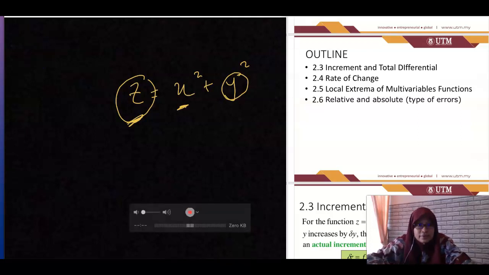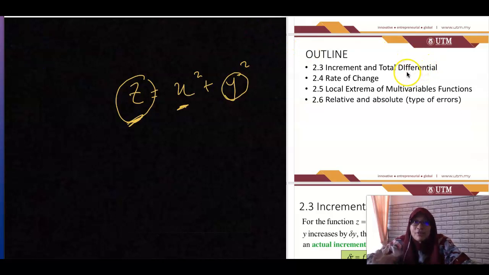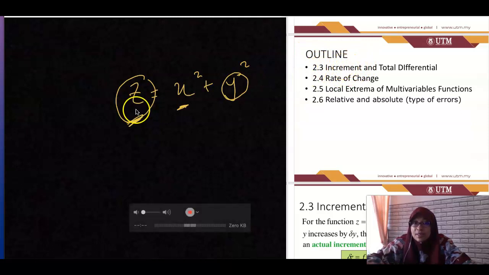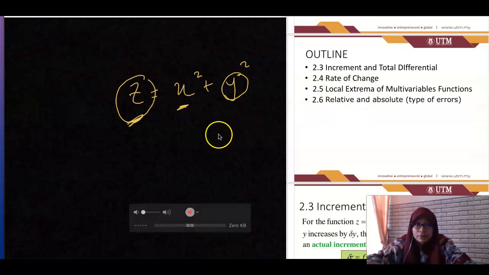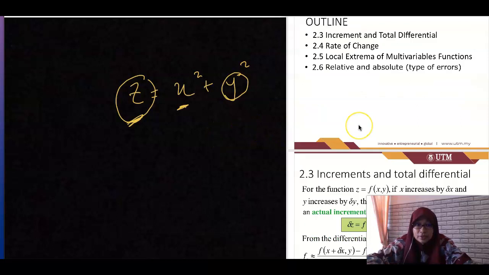And then what is the total differential? The total differential is the formula for solving this problem, which means you want to investigate the increment, or the change of z, if we make a very small change in x or y. The rest we will look at after that. So we want to look at the increment and use the total differential.